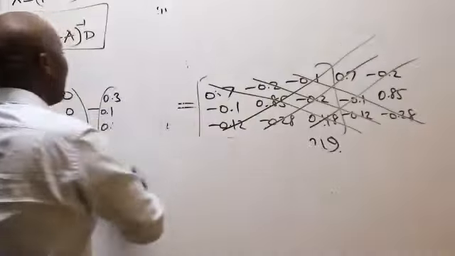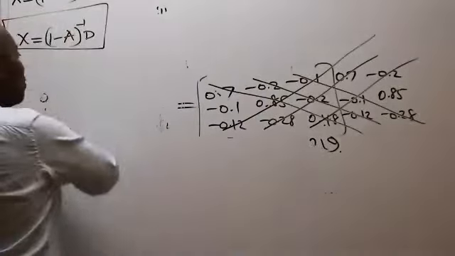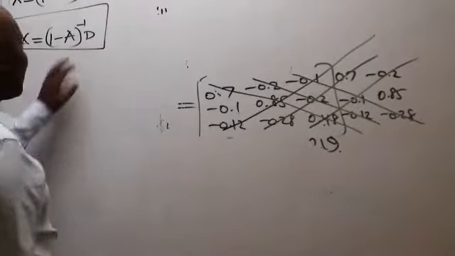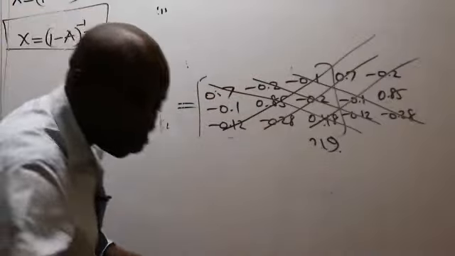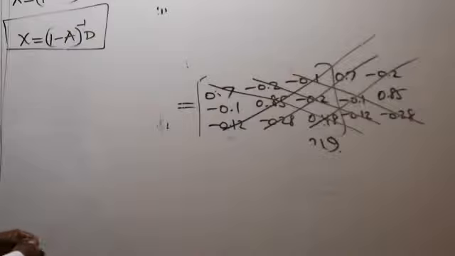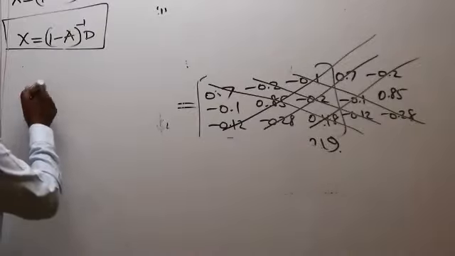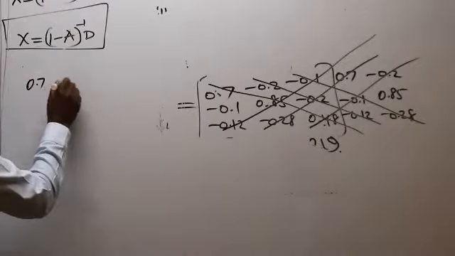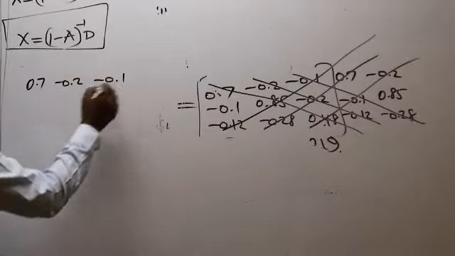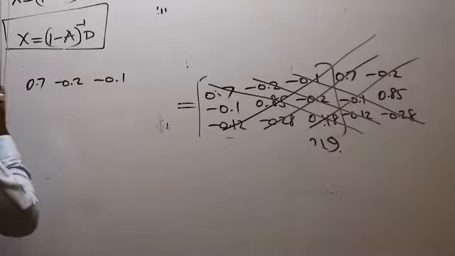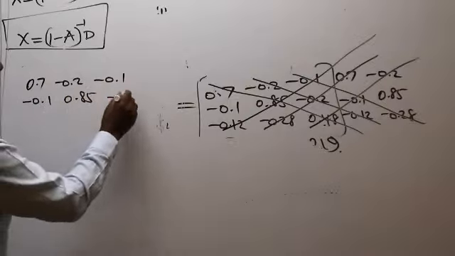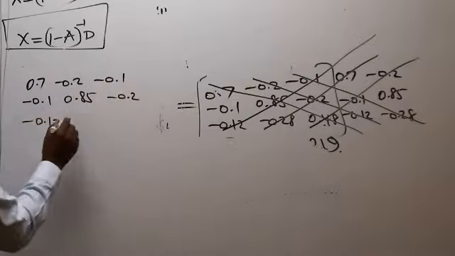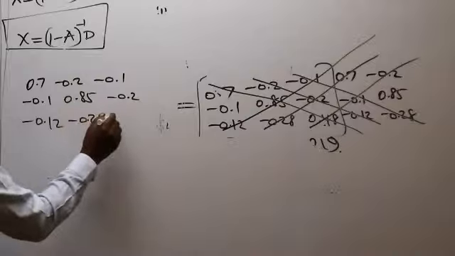So, ladies and gentlemen, which matrix do we want to inverse? We want to inverse I minus A. This matrix is the one we want to inverse. To inverse it, I've been able to get its determinant. Now I want to get the minor elements. So what am I going to do to get the minor elements? Minus 0.1, 0.85, minus 0.2, minus 0.12, minus 0.28, 0.